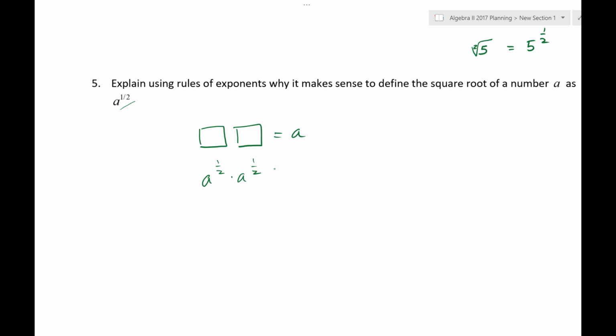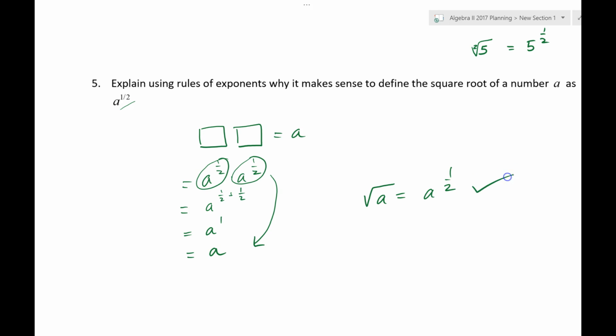We have a to the 1/2 times a to the 1/2. Well, if we simplify that using our standard rules of exponents, we have two numbers with the same base. You just add the exponents. A to the 1/2 plus 1/2. Well, 1/2 plus 1/2 is 1. And that just equals a. So what this is saying is, if I take this thing called a to the 1/2 and multiply it by itself, I end up with a. Well, that's the definition of a square root. And so that's why it makes sense to think about the square root of a as being also defined as a to the 1/2 power.